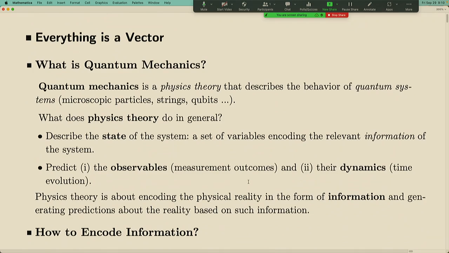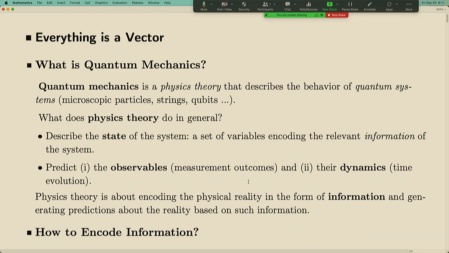So what is quantum mechanics? Quantum mechanics, maybe we all know, is a physics theory describing behaviors of quantum systems. Typical quantum systems are microscopic particles like electrons and atoms, and inside the atom you have the nucleus, maybe fundamental particles like quarks and leptons or gauge bosons. There are also strings. Strings are quantum objects that describe quantum gravity. And then there are also qubits. Qubits, whose full name is quantum bits, are the fundamental units that people use to do quantum computation. So all these things can be described by quantum mechanics as a physics system.